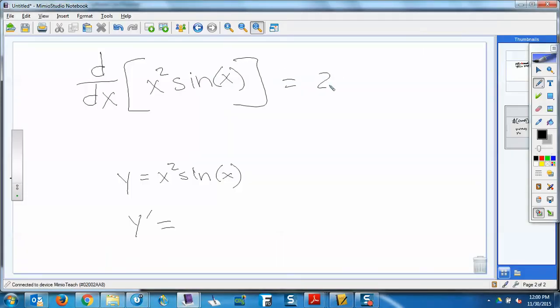So what did we get? We got 2x sine x plus x squared cosine x. That was our derivative. So the derivative of the first, leave the second one alone, plus the first one left alone times the derivative of the second. You take turns. Okay? Now, let's write that out.